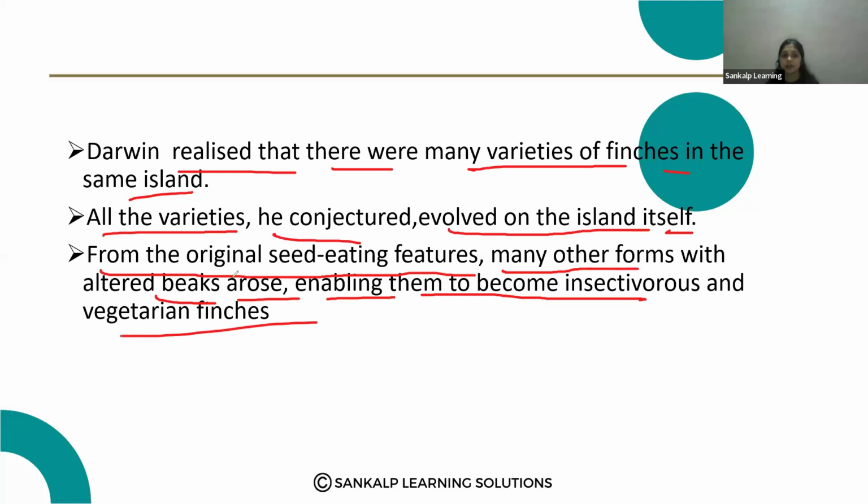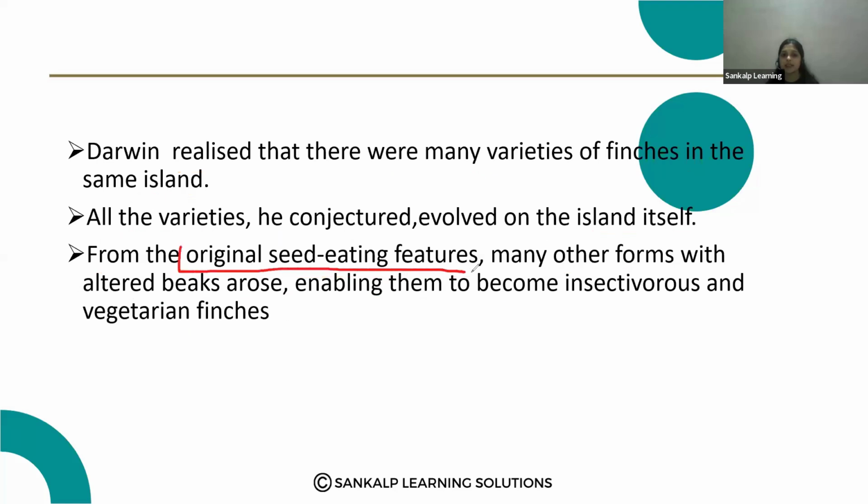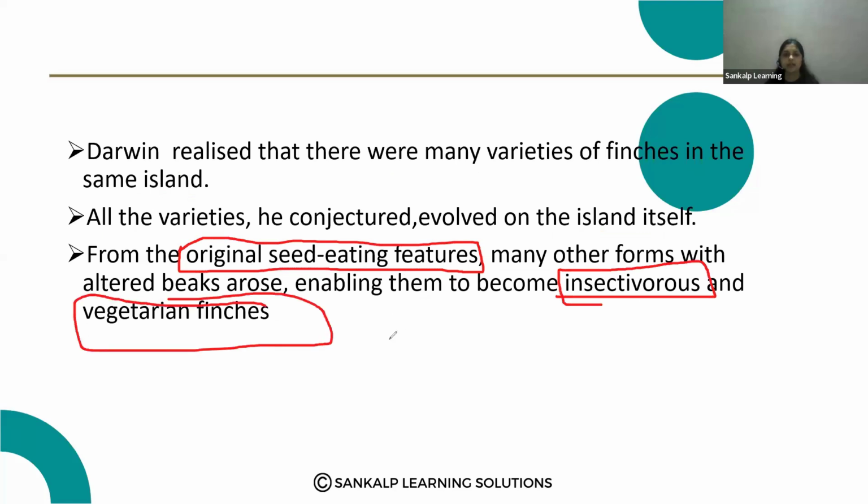So first, what kind of finch was there? The original had seed-eating features. When it moved to different areas of that island, they adapted to those conditions. So the finches were modified into insectivorous and some vegetarian finches. Like this they evolved. So that is the example for adaptive radiation.